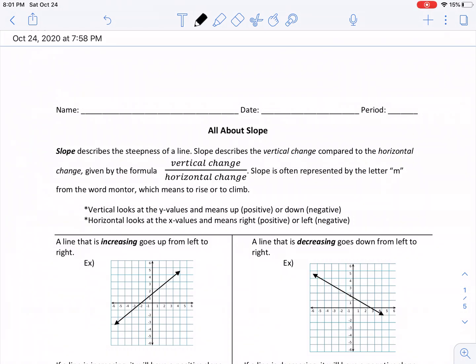Alright, so we're going to be looking at finding slope, and in this first video we're looking at finding slope from graphs and then also from linear equations. Now, when we're talking about slope, let's first understand what slope is.